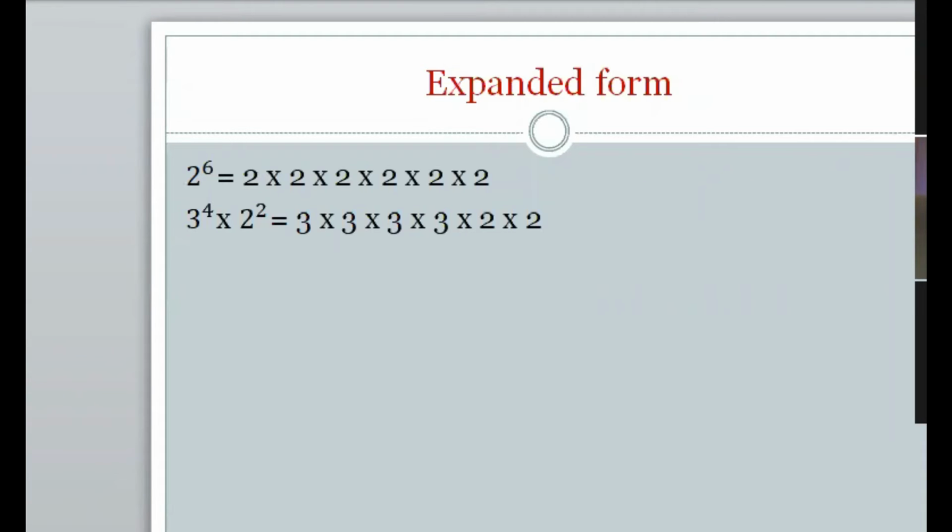And then we have 3 to the 4th power times 2 to the 2nd power. So you have 3 times 3 times 3 times 3 times 2 times 2. You can mix the 2 within or you can do it like that. No problem. Right? Are we clear on this, the expanded form? Yes, miss.